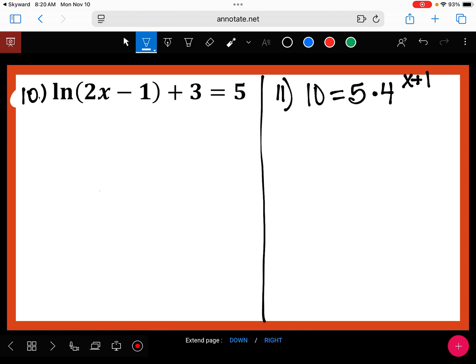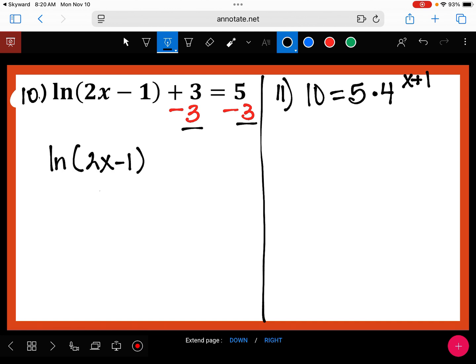All right, so the first thing we need to do is get rid of this plus 3. So we're going to start off by subtracting 3. So that would be the natural log of 2x minus 1 equals 2. What is the base of a natural log? E. So there's a baby e right here. So we got to do a rewrite. E to the power of 2 equals 2x minus 1.